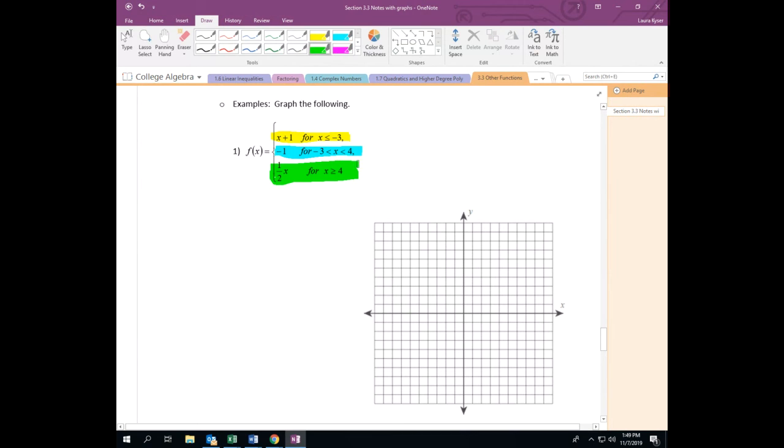And I'm going to pick some values for my tables. So I'm going to start with the yellow table. And I'm going to select some x's for this piece of the function, which is x plus 1. Now the endpoint is at -3. So we definitely want -3 in there. And then it says less than or equal to -3. So that means we need numbers that are smaller. So we can just pick whatever we want. And I'll pick -5. That's smaller.